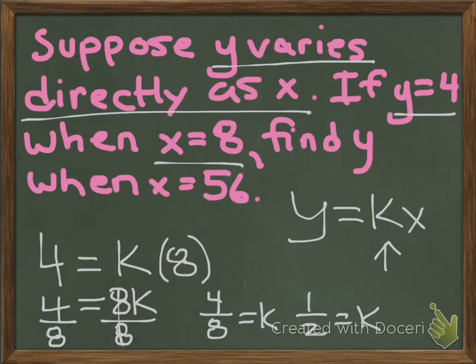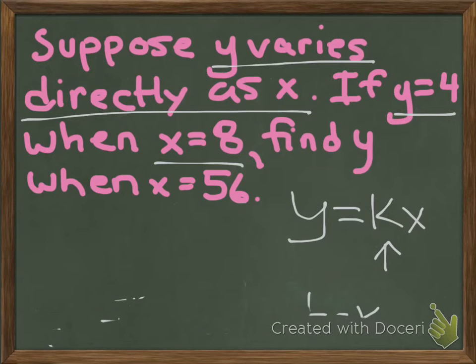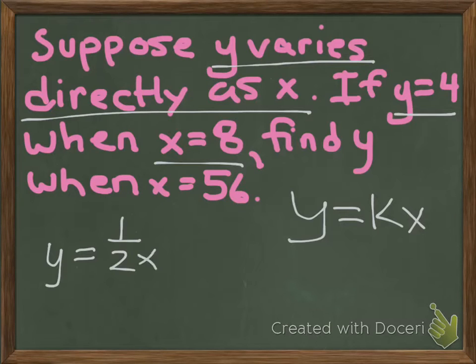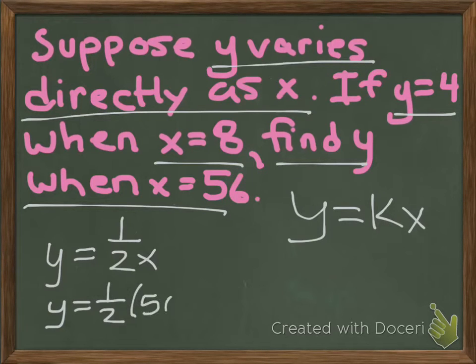And we're going to use that to write out our equation. So k would be 1/2, and I'm going to write it out as y equals 1/2 x. Now I need to write this out as an equation because the next part of the problem says find y when x equals 56. So I need to plug in x as 56 into my equation and solve for y.